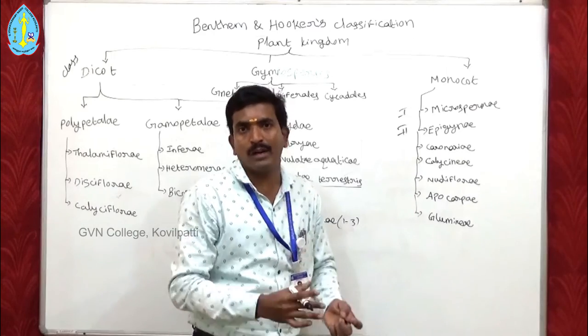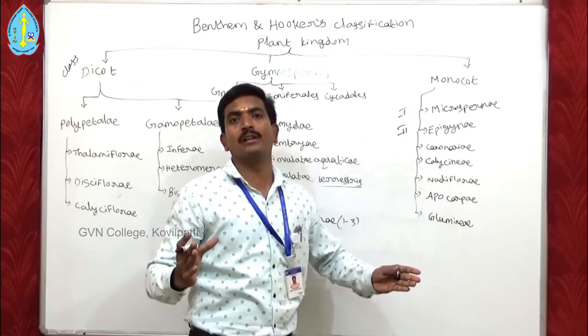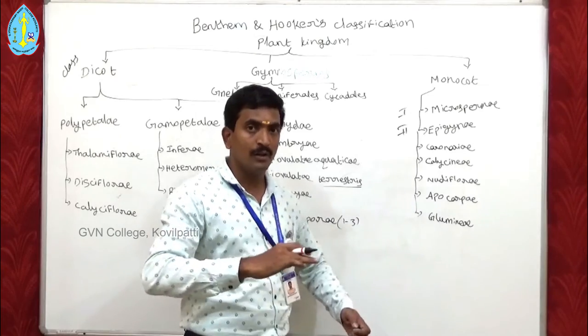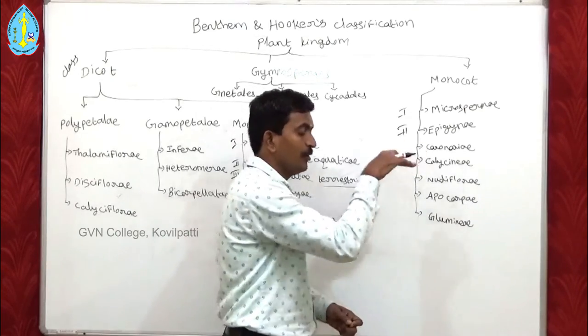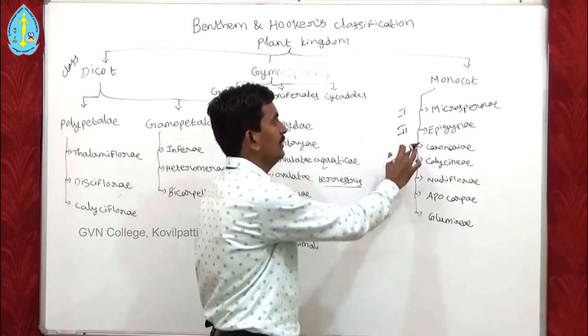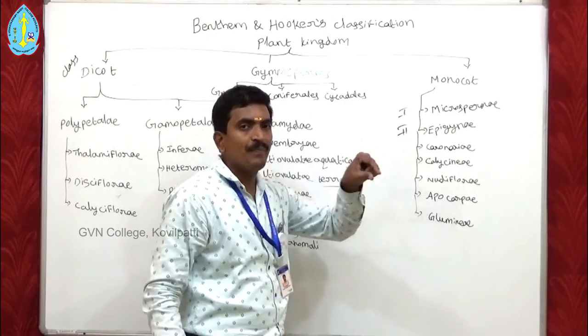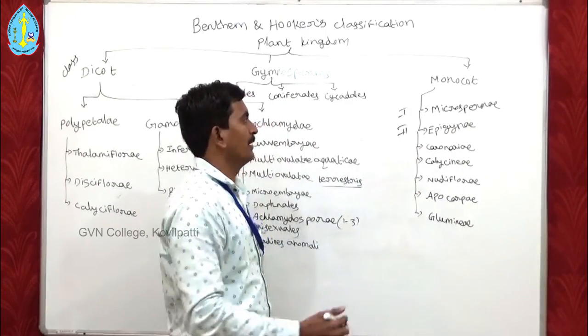Especially the coconut. Coconut is a monocotyledon plant that produces a large seed. So coconut comes under the series Epigynae. Epigynae means inferior ovary, and the large seed comes under Epigynae. Microspermae also has an inferior ovary, but produces a small seed.